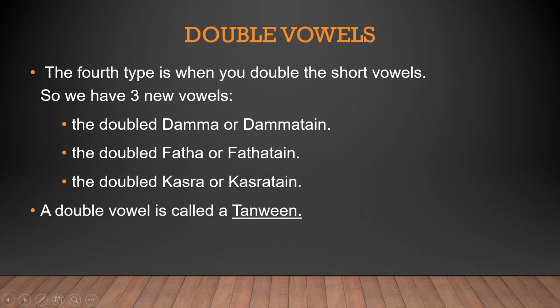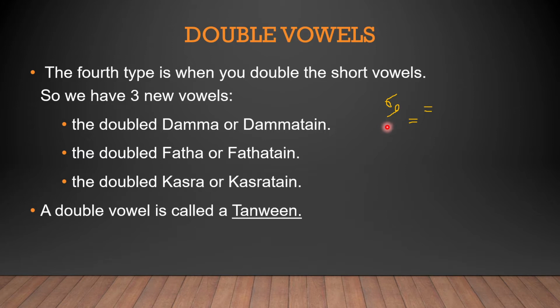Now we're going to learn about the fourth type of vowels. The fourth type of vowels are known as double vowels, or tanween. In Arabic we call them tanween. The fourth type is when you double the short vowels. So we have the short vowels, fatha and kasra and dhamma. This time we double them. So we put another fatha, another kasra and another dhamma. These are the tanween. This is fatha tanween, this is kasra tanween, and this is dhamma tanween.